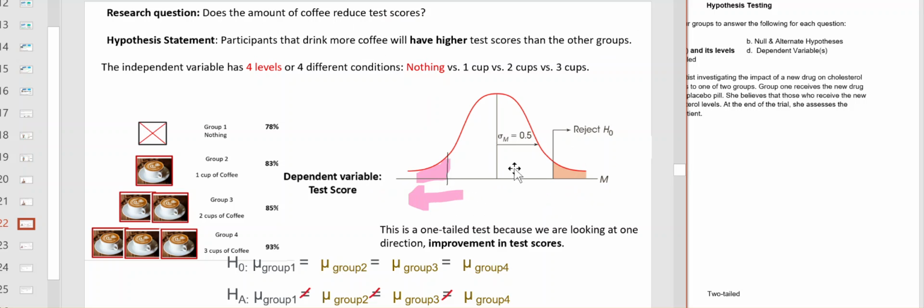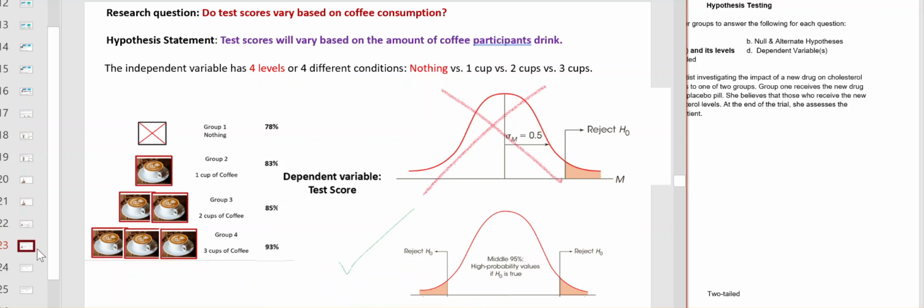And so hopefully that's clear: if you pick a direction in your research question and the hypothesis statement, then it's a one-tailed test. If you do not pick a direction, then it's a two-tailed test. It's automatically a two-tailed test because you don't know if it's going to be a higher or lower score. You just know that there's going to be a difference. And we can see this here, and I was able to make that difference when it came to the research question and hypothesis statement.